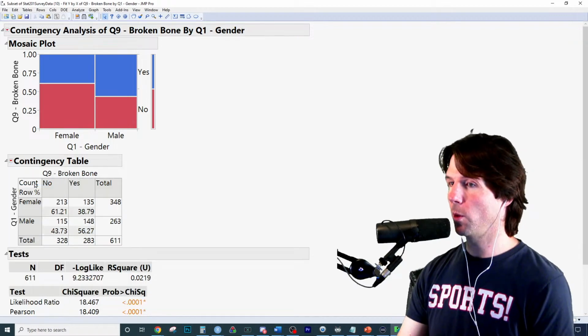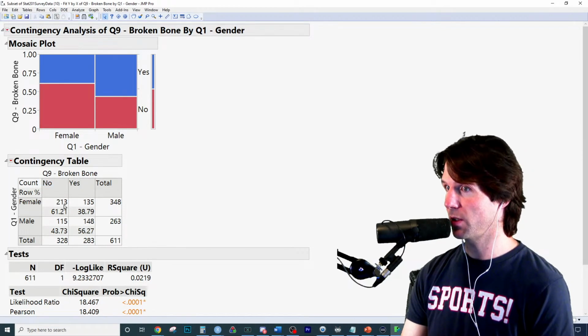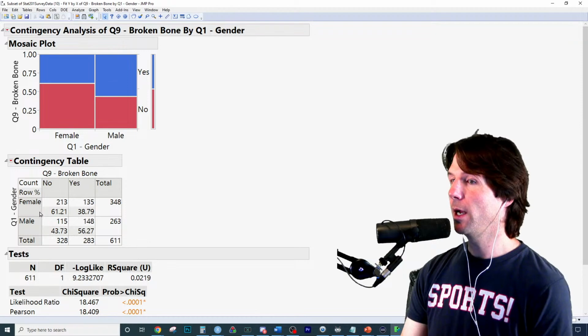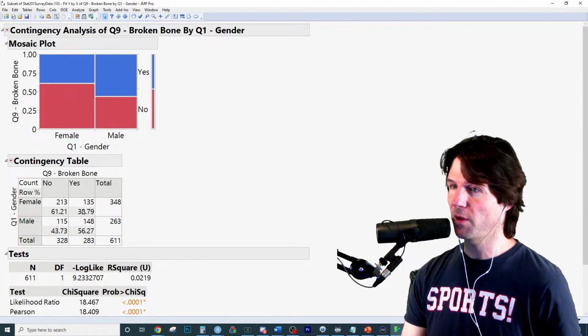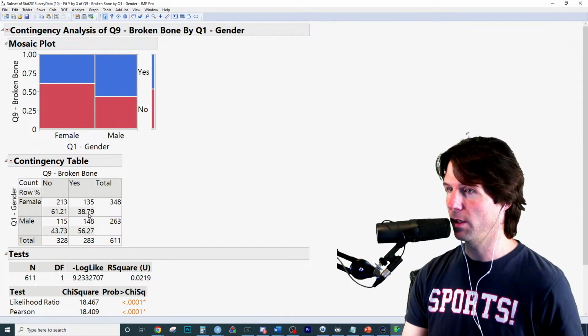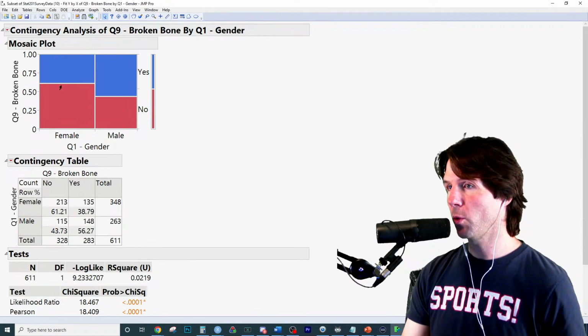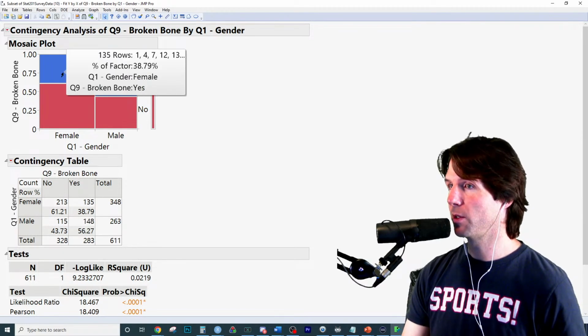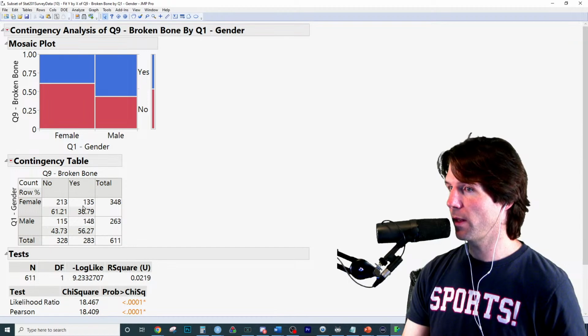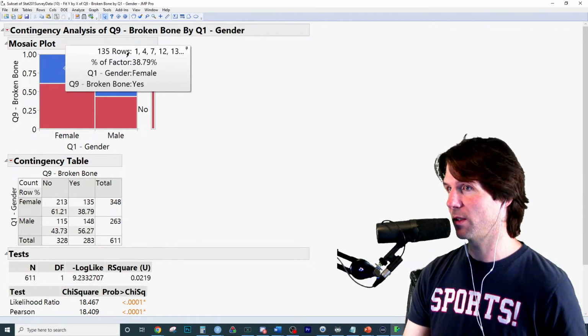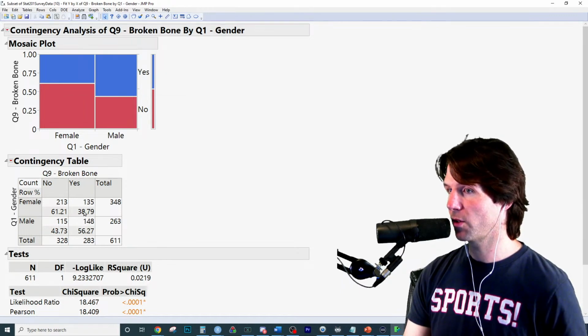When you do this, you will only see inside of it the count, which is how many observations there are in each group, and the row percentage, which would be of the females, what percent have broken a bone. And you can see 38.79, which corresponds right here to the top, where you can see 38.79. So that number right there, 38.79, is a conditional distribution given someone is female. This is the 135 females who have broken a bone, which represents, you can see it doesn't, oh, there it is, 135. 135 and 38.79, those are the numbers right here.